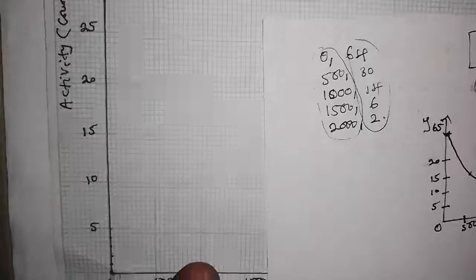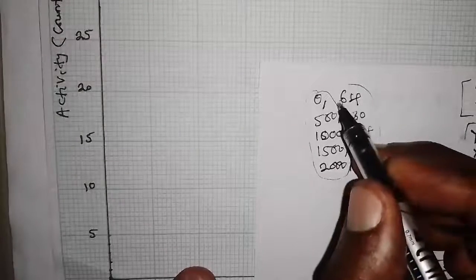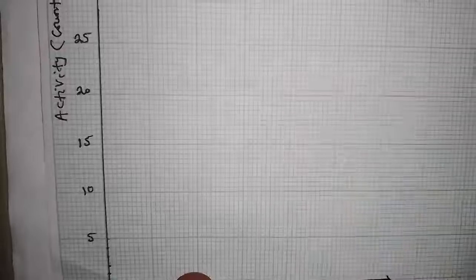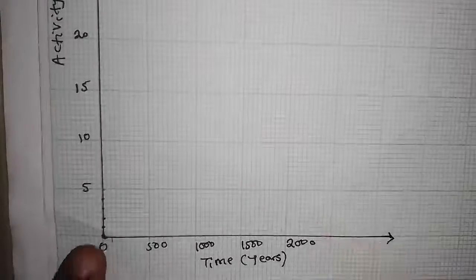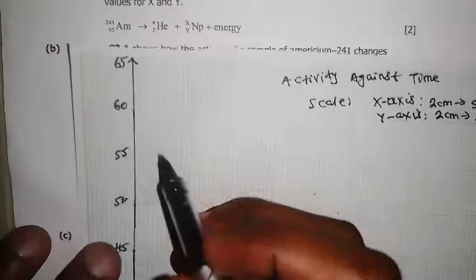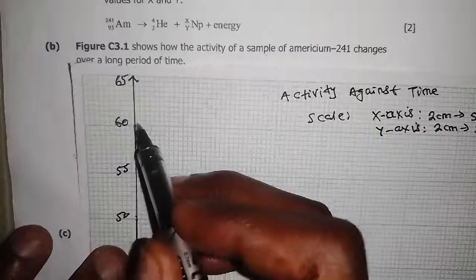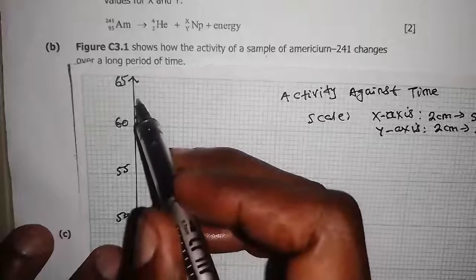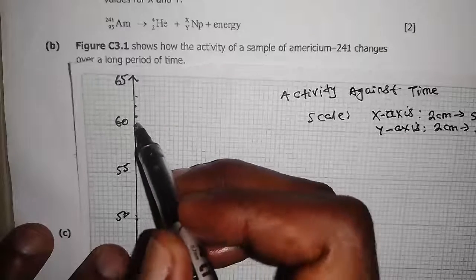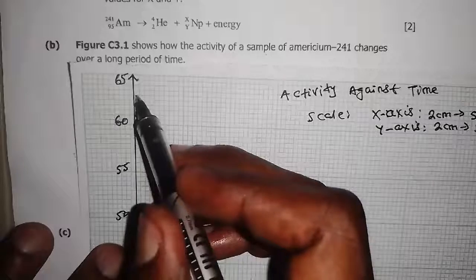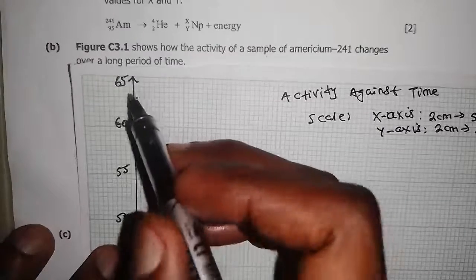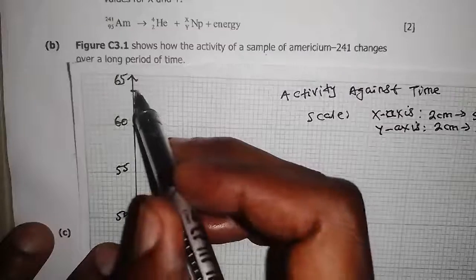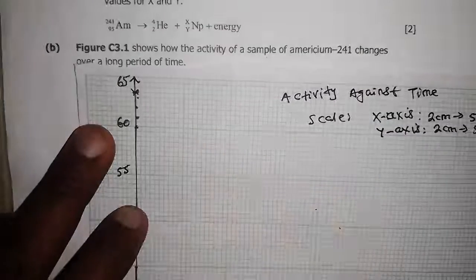So now let's plot the numbers. These are the numbers. So 0, 64. This is 0, then you go where there's 64 on the y-axis. This is 60, 61, 62, 63, 64. So this is where 64 is, and this is where you put it.